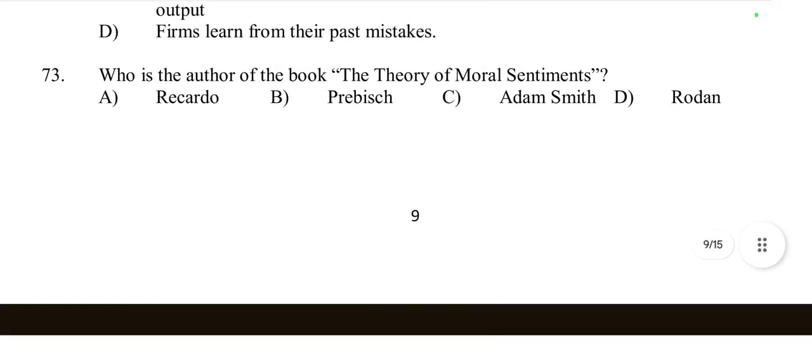Then question number 73. Who is the author of the book The Theory of Moral Sentiments? It was written by Adam Smith. So the right option is option number C, Adam Smith.